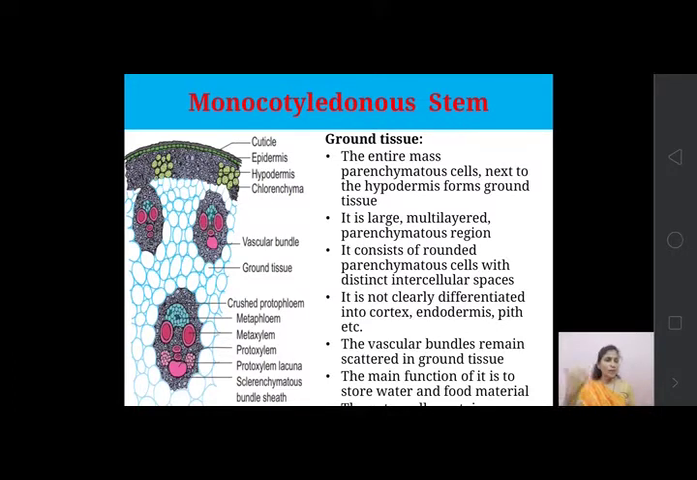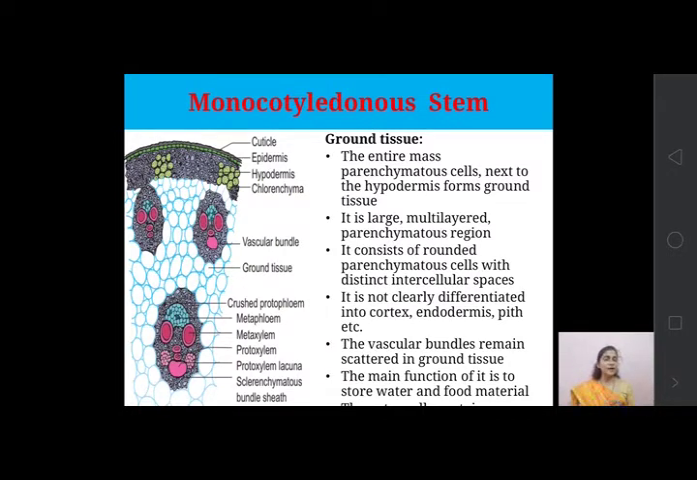So in case of hypodermis and epidermal cells, these intercellular spaces are absent, because they don't allow the entry of any pathogen, or heat, or any such things into the internal side of the stem. That's why they are compactly arranged. They don't show any intercellular spaces.